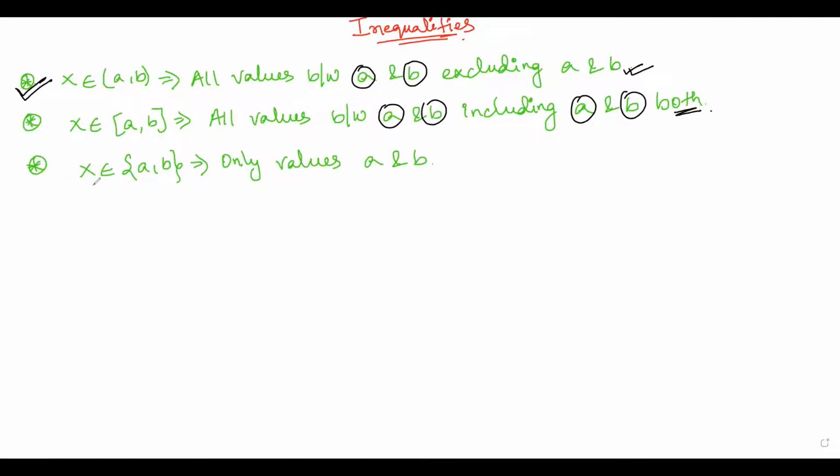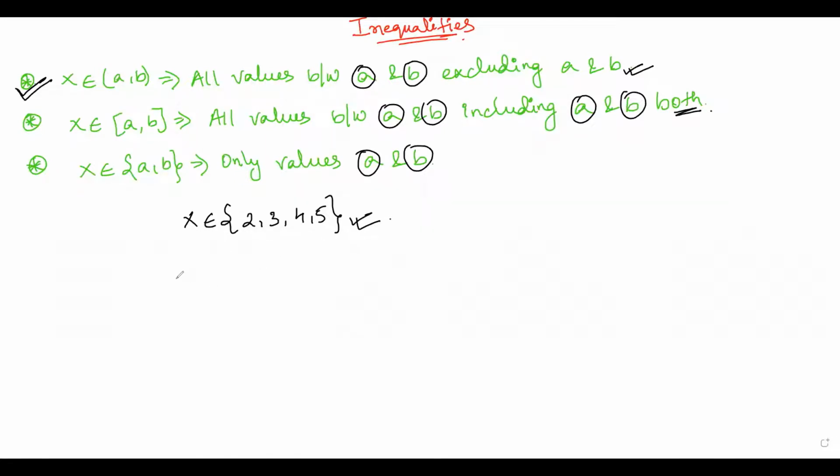Also, sometimes we write the values as x belongs to {a, b}. So this simply means that x will take only values a and b. For example, if it has been given that x belongs to {2, 3, 4, 5}, this simply means that x will take only values 2, 3, 4, and 5.